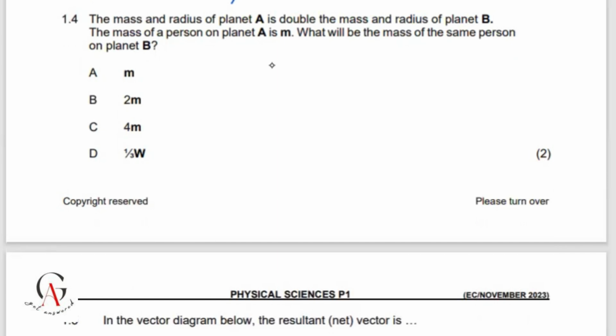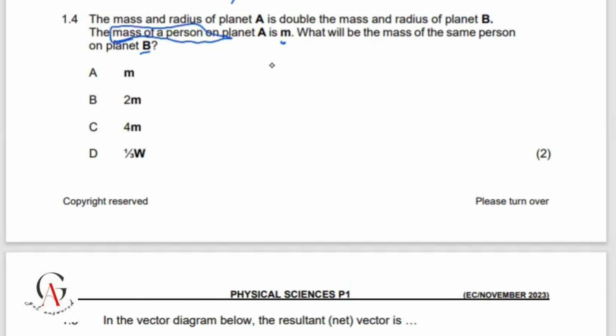Then 1.4, the mass and radius of a planet A is double the mass and radius of planet B. The mass of a person on planet A is m. What's going to be the mass of the same person on planet B? Now, there are two things that we need to really look at. We're talking about the mass of a person.